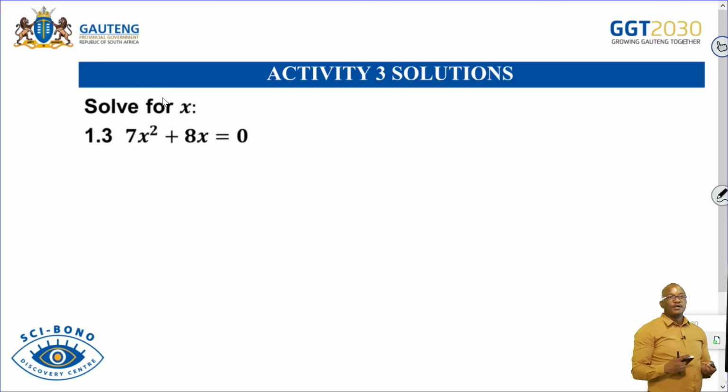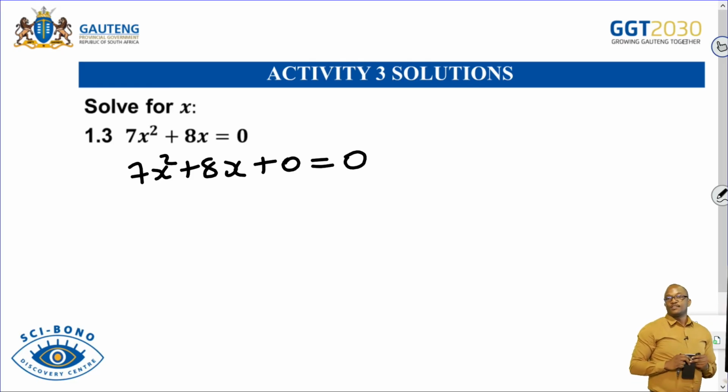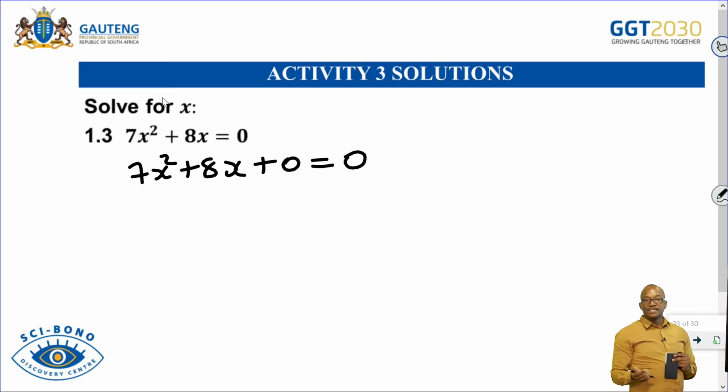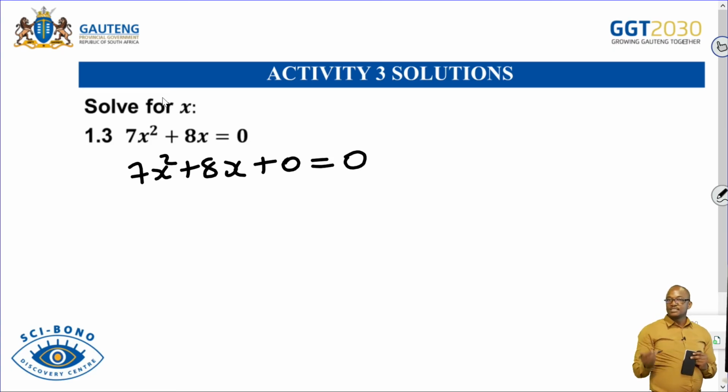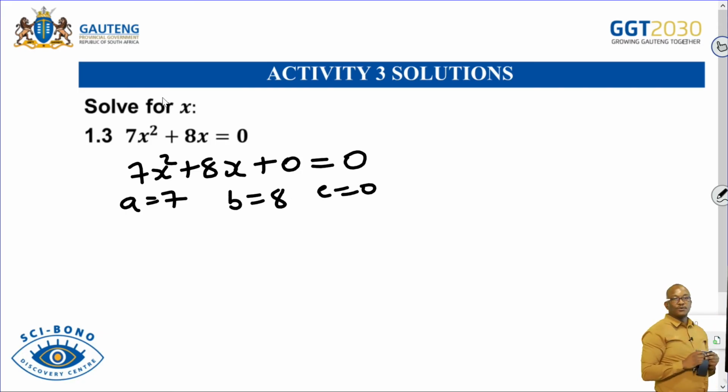We have 7x squared plus 8x is equal to 0. But when they say we must use a quadratic formula, remember you must have 3 terms. It means you will have the third term as 0. Constant is 0. Then your a is going to be 7, your b is going to be 8, and your c is going to be what? 0.